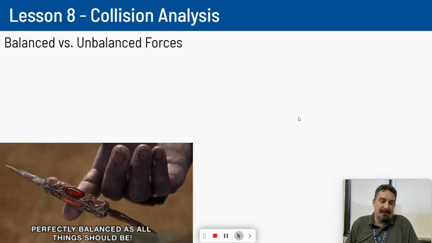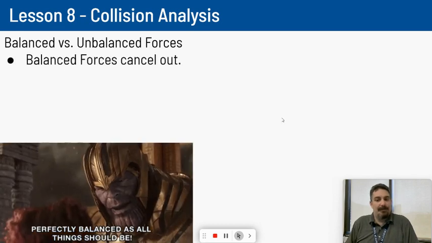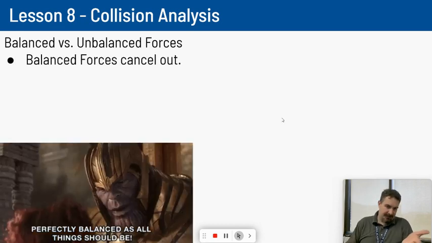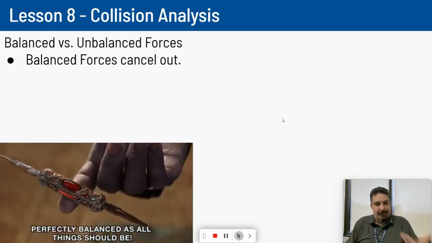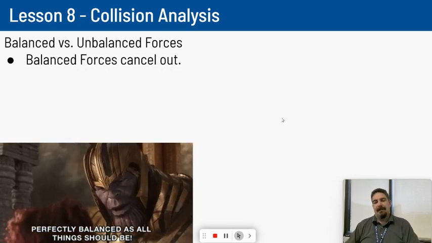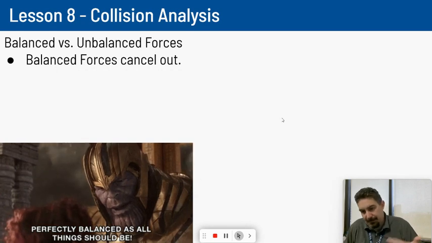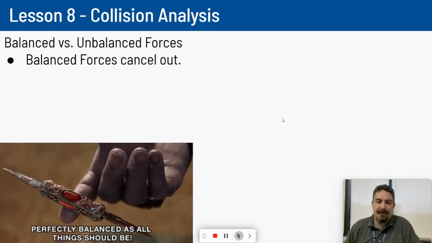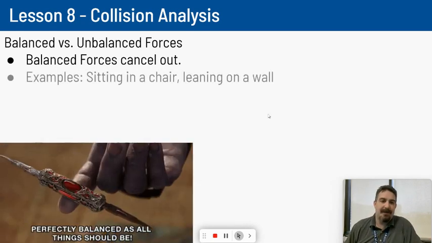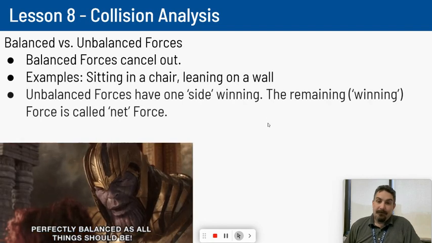Now let's talk about balanced versus unbalanced forces again. Now remember, balanced forces cancel out. Like the forces on this knife being balanced so it doesn't fall out of Thanos' hands. You're balanced in your chair against the forces pushing up on your behind from the chair itself versus the gravity of Earth. You lean on a wall.